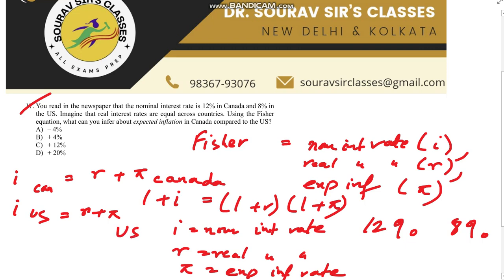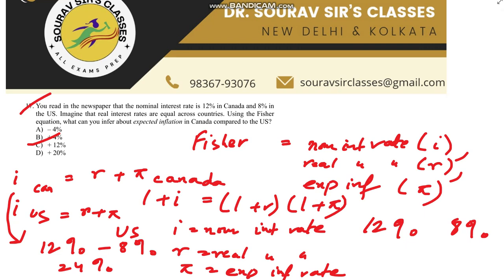So now I will find out the difference. For Canada, if I calculate, substituting the values, 12% minus 8%. Okay. So here we get 4%. So the expected inflation in Canada is 4% higher than in the US. So this ends the question.